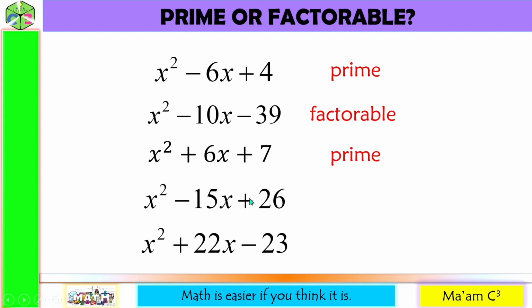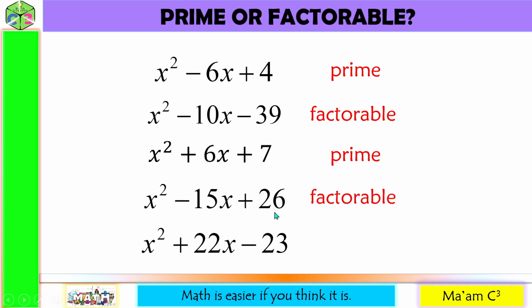Next one. Factors of 26 that when you add will give you negative 15. We could have negative 13 and negative 2. Negative 13 times negative 2 is positive 26. Negative 13 plus negative 2 is negative 15. So it means this is factorable.